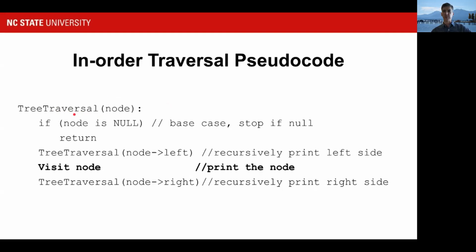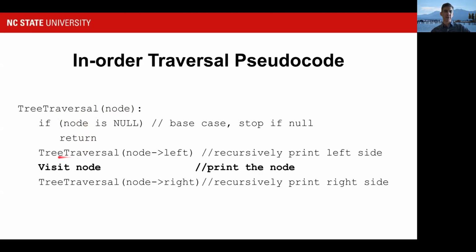So this is not C++, this is just pseudocode, but the recursive function here I'm calling tree traversal. It takes a node as an argument. And then the base case for the recursion is if the node is null, right? So if I get to a leaf node, I'll look at its two children and they'll both be null, and I'll call this function on them, and it won't do anything because they're null. It'll just stop recursion. So this is my base case.